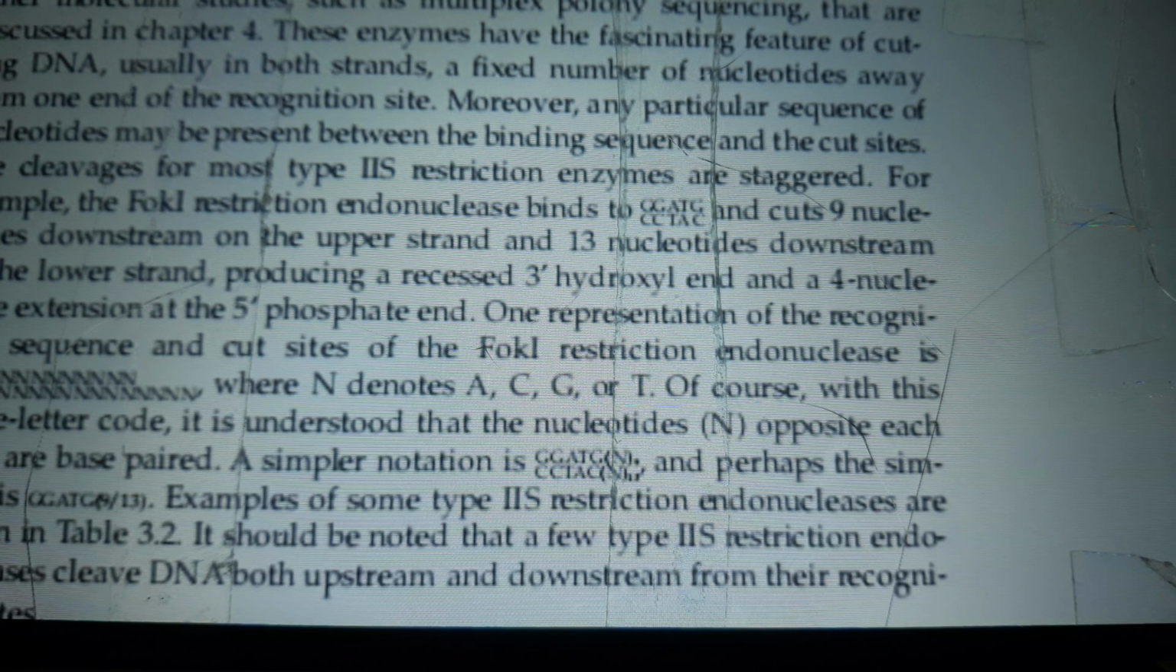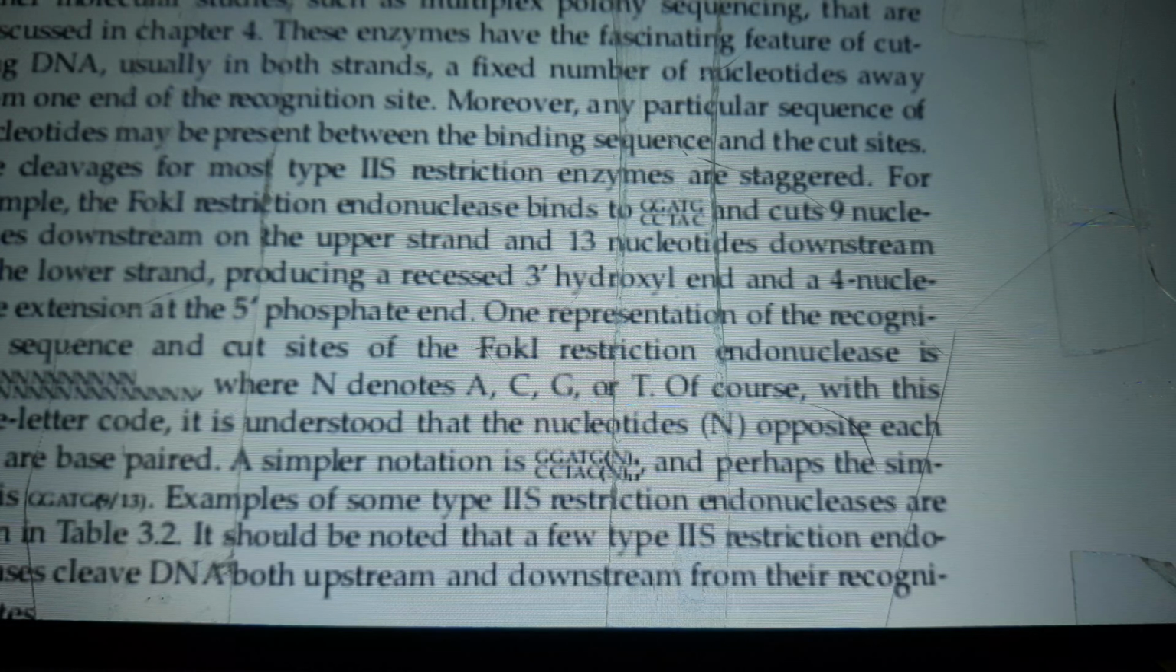The cleavages for most type 2S restriction enzymes are staggered. For example, the FokI restriction endonuclease binds to the sequence shown here and cuts 9 nucleotides downstream on the upper strand and 13 nucleotides downstream on the lower strand, producing a recessed 3' hydroxyl end and a 4 nucleotide extension at the 5' phosphate end.